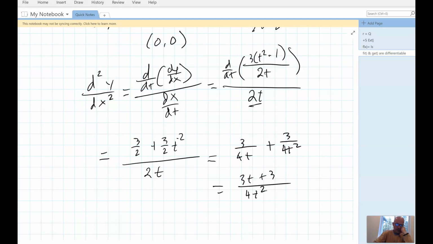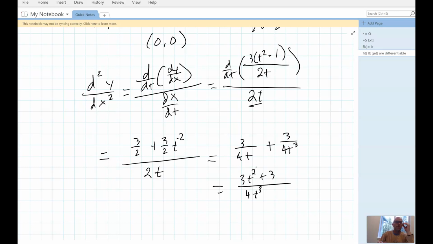Let's see, did I do that correctly? No, I didn't. That should have been a cube there, shouldn't it? That should have been a cubed, which would make that a cubed, which should make that a squared. That's much better. Okay, so that is my second derivative.